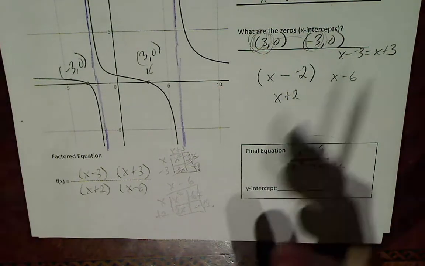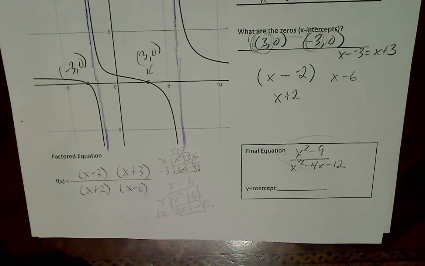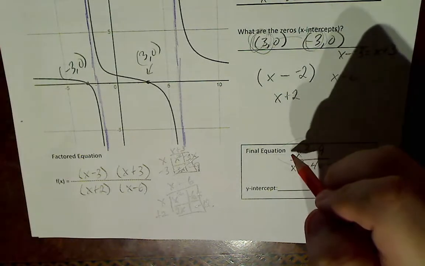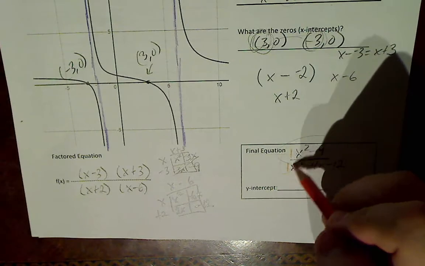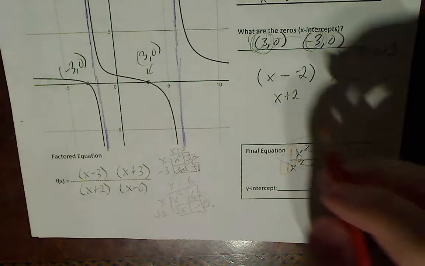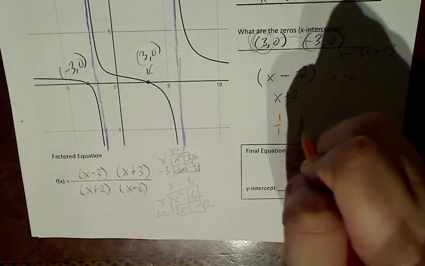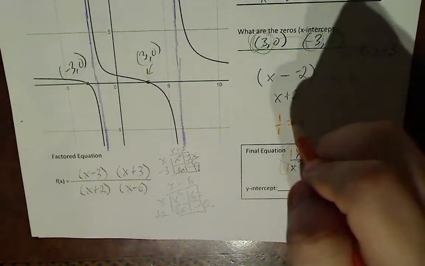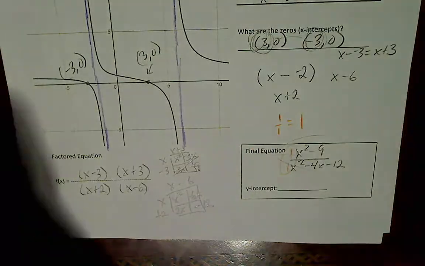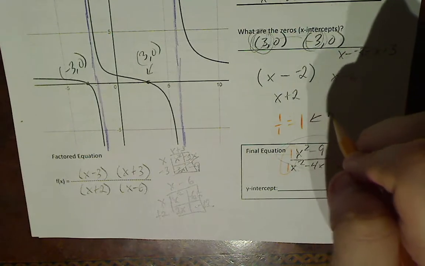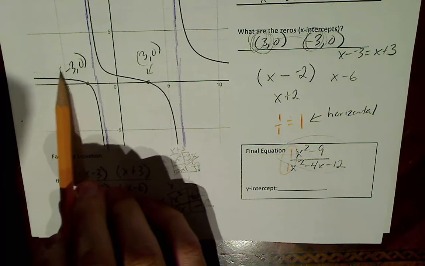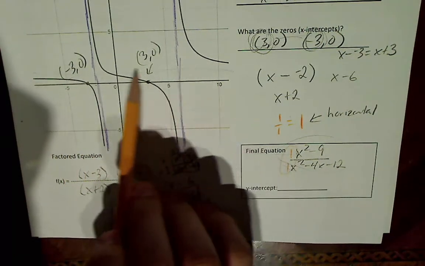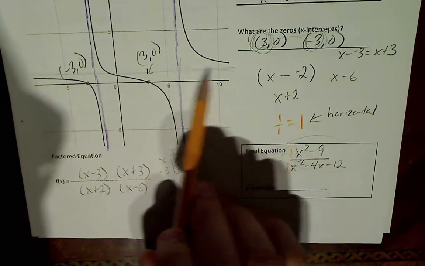Now, how do I know that this is right? There are two ways you can look. One, if you look at your leading coefficients, there's a 1 here and a 1 here. If I do 1 divided by 1, that gives me a 1. That means that my horizontal asymptote should be at 1. And if you look here, it actually is. So it works nicely this way.